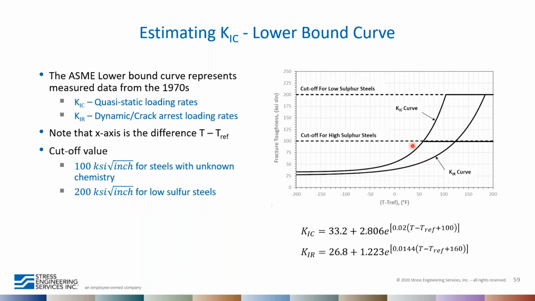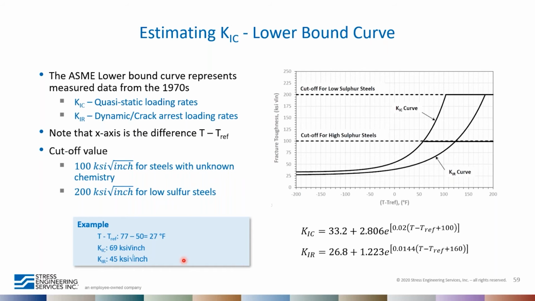And then the cutoff toughness is set at 100 KSI root inch for steels with unknown chemistry, and 200 for more modern low toughness steels and low sulfur steels. And so sulfur actually represents an element within the steel microstructure that tends to form those inclusions that we refer to as potentially causing and initiating cleavage fracture.